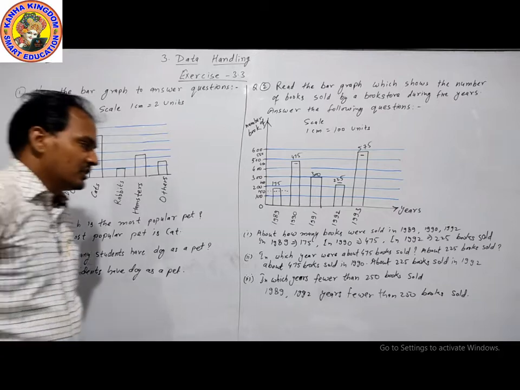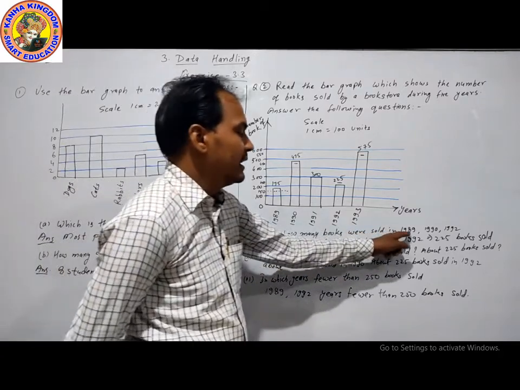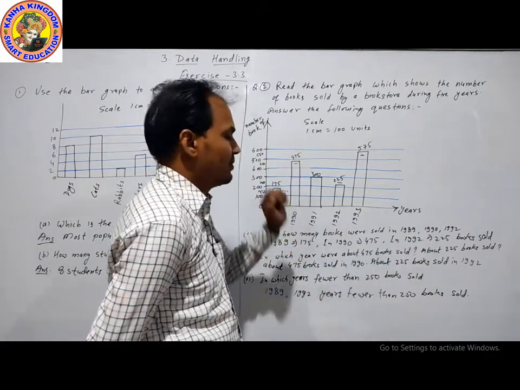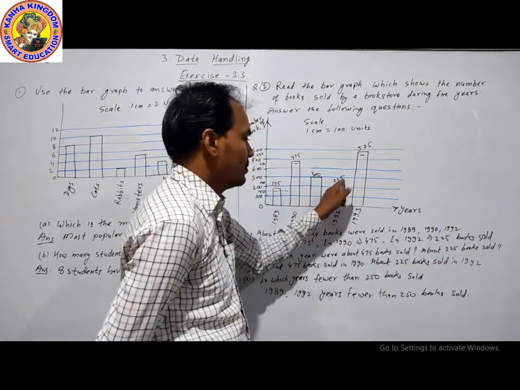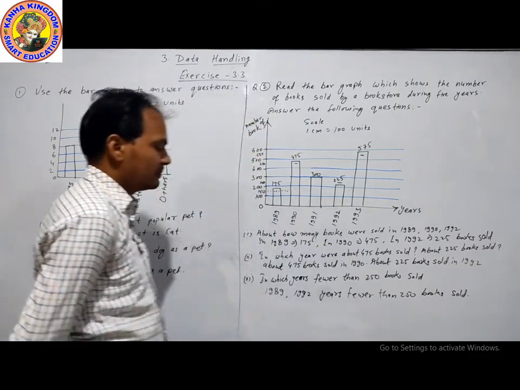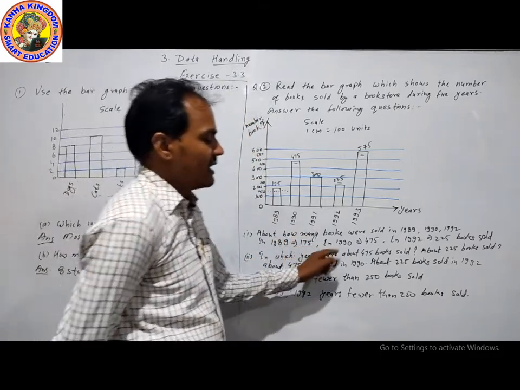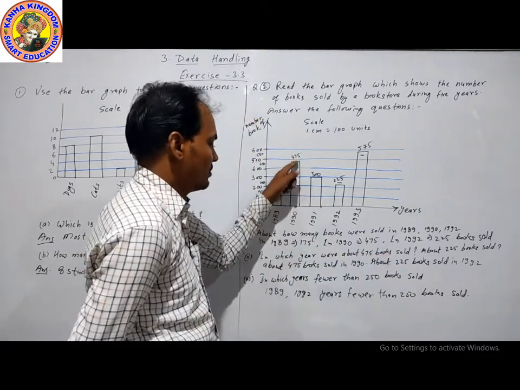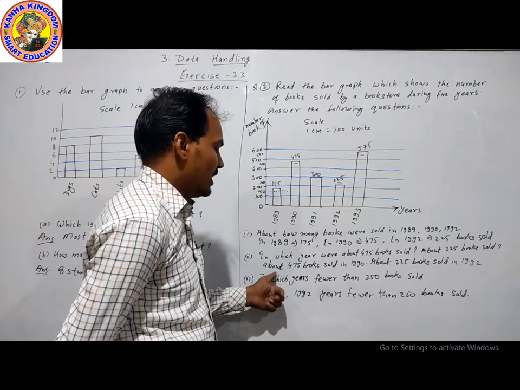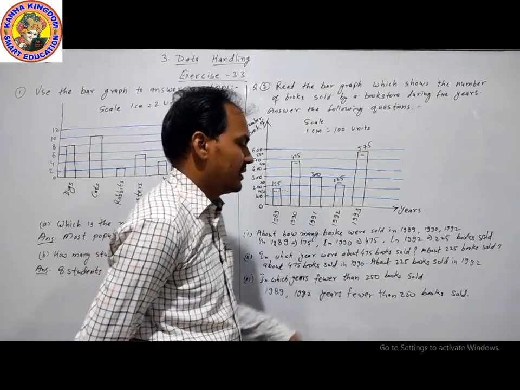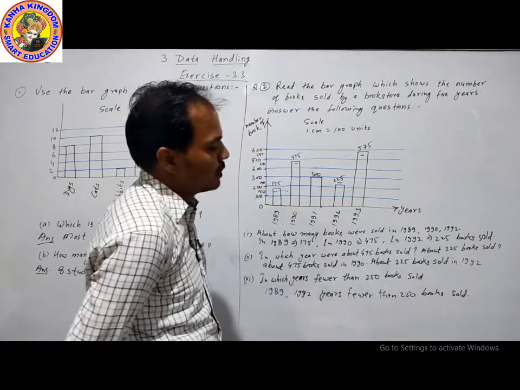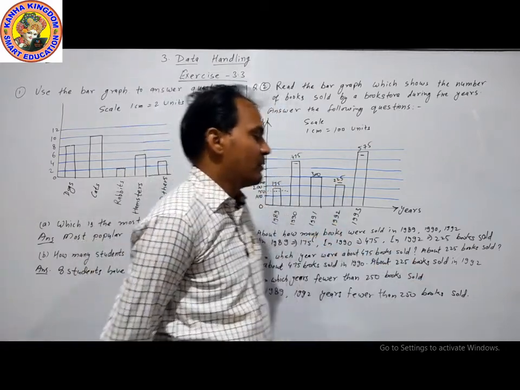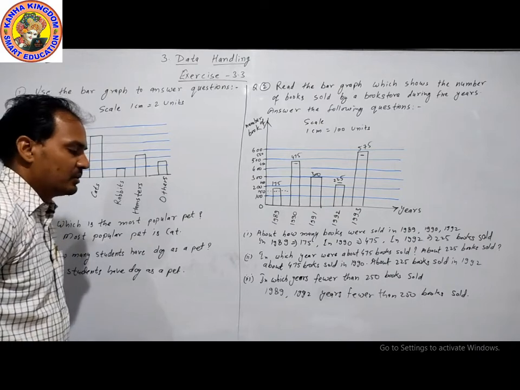Now, about how many books were sold in 1989? In 1989, 175. In 1990, 475. In 1992, 225 books sold. In which years were about 475 books sold? About 475 books were sold in 1990. About 225 books sold, 225 here, in 1992. 225 books sold in 1992.